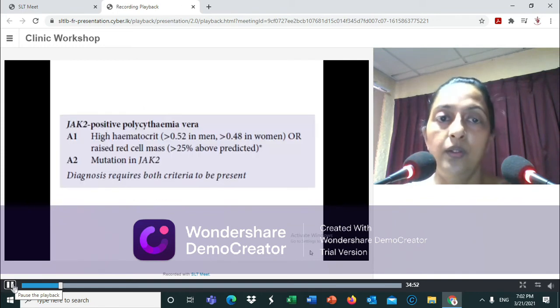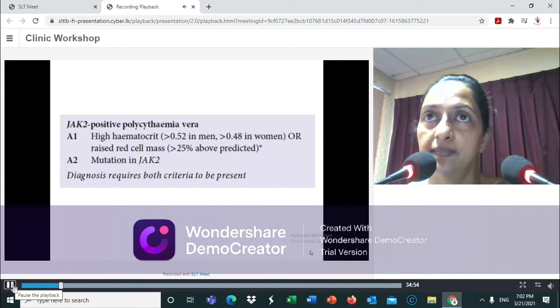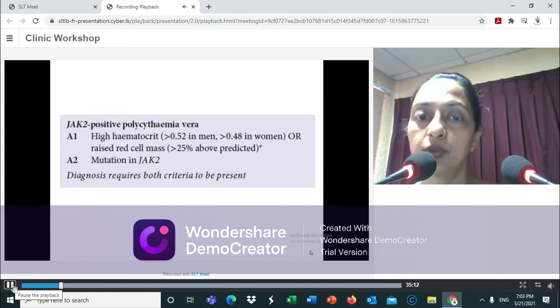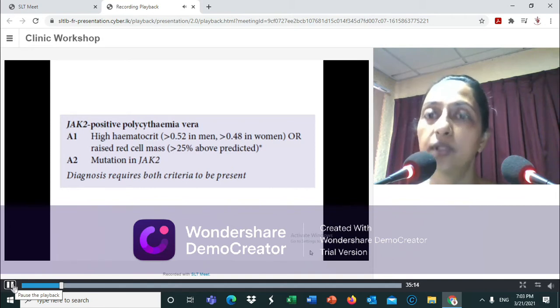So if the patient is JAK2 positive, and here JAK2 positive means JAK2 V617F mutation, it's easy to diagnose polycythemia vera. The presence of the mutation and a high hematocrit, 52% in men and 48% in women, which is persistent, will be diagnostic of polycythemia vera.